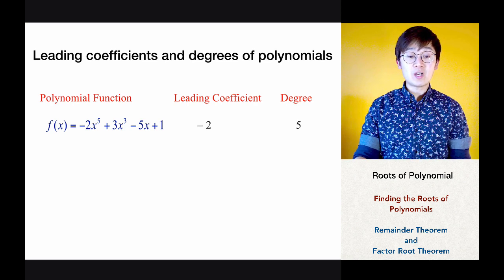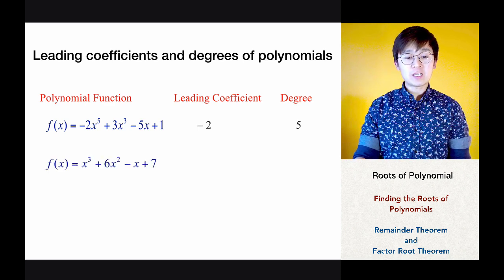So in this function of degree 5, we know that we could have at most 5 solutions, or 5 points of intersection of this graph on the x-axis. Now the second polynomial is a cubic polynomial, and its leading coefficient is 1 and its degree is 3. We are going to be using the leading coefficient and the degree in our method of finding the roots of a polynomial in a little while.